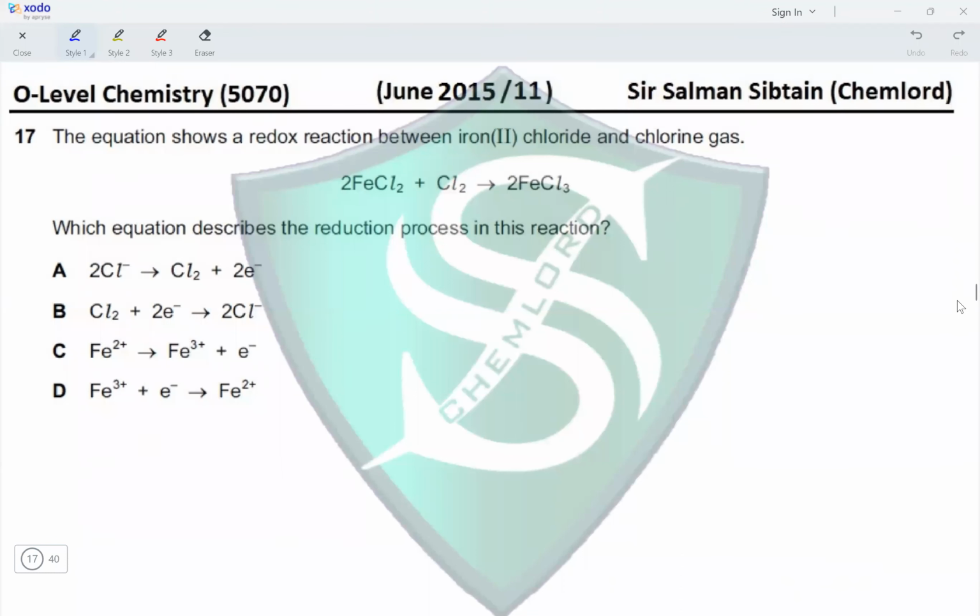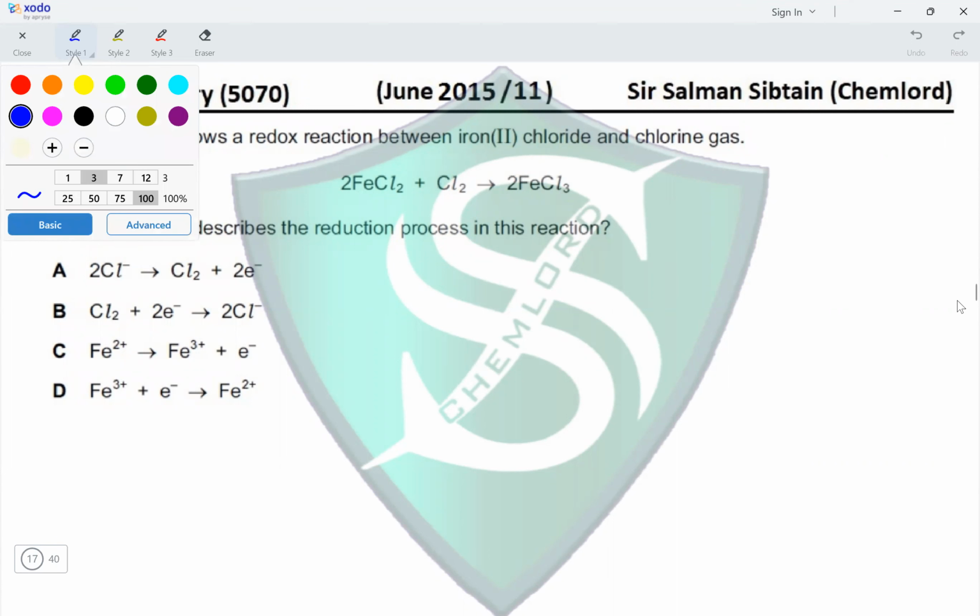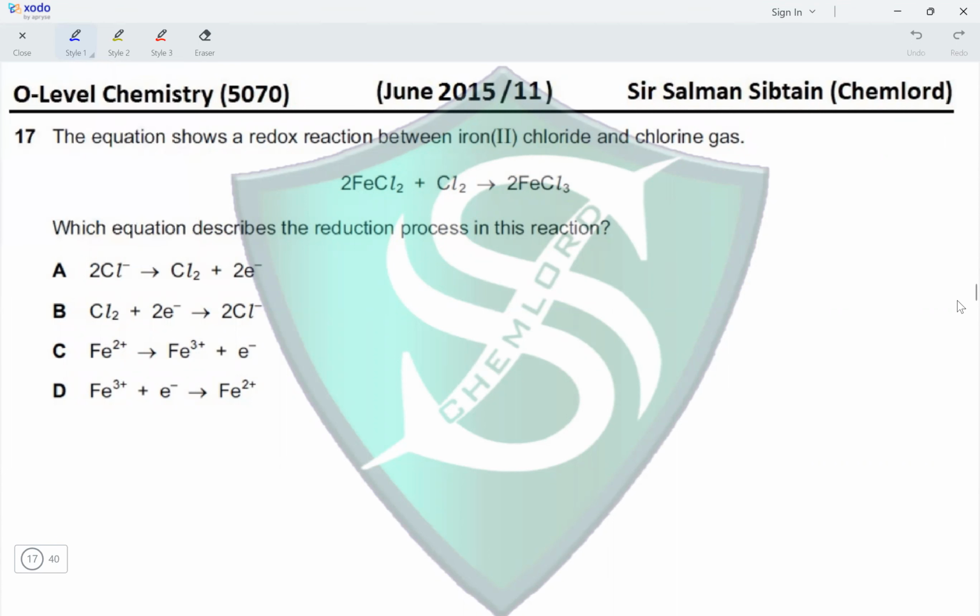Question 17. The equation shows a redox reaction between iron(II) chloride and chlorine gas. Which equation describes the reduction process in this reaction? So for this, we need to find out what is being oxidized and what is being reduced. Fe²⁺ ions are present in the reactants and Fe³⁺ ions are present in the product, making Fe²⁺ undergo oxidation in this reaction.